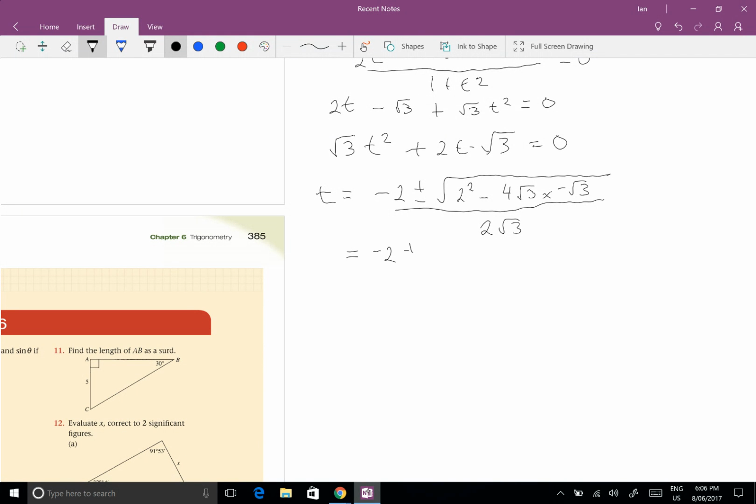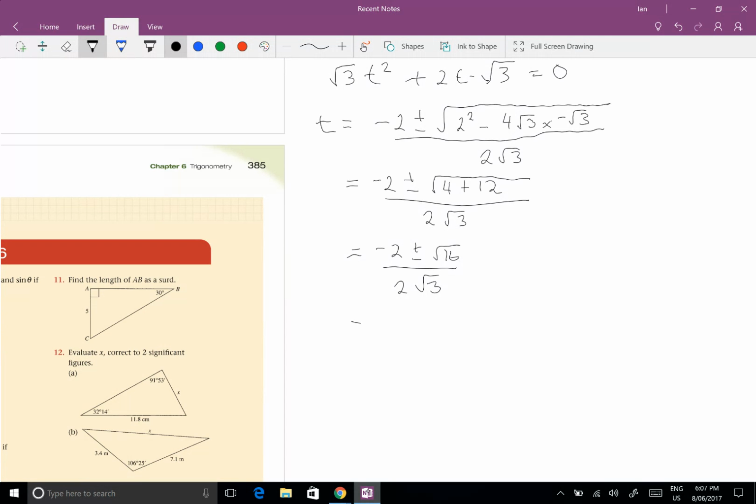Negative 2 plus or minus 4 minus 4 times 3, 12, but it's minus, so plus 12. Oh, this is looking even better. Oh, I made a mistake there. I did something too quickly in my head because I saw what it was going to be. Over 2 root 3. So therefore, negative 2 plus or minus root 16 over 2 root 3. Negative 2 plus or minus 4 over 2 root 3.